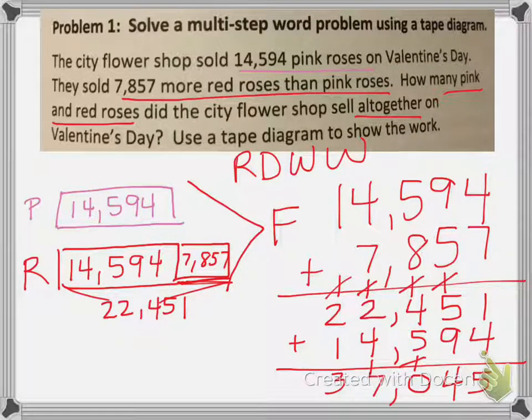Now you guys should remember that read, draw, write strategy. I read the problem, I drew a tape diagram, I wrote an equation, now I need to write my statement. The question was, how many pink and red roses did the city flower shop sell altogether? So I'm going to see if I can use this space at the bottom here to write my statement.